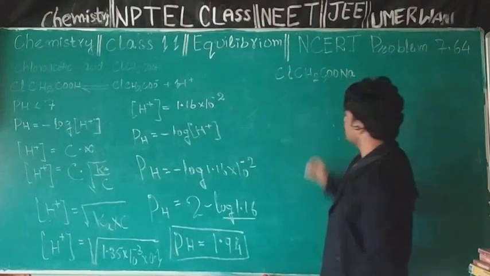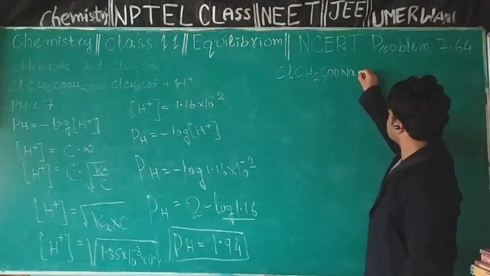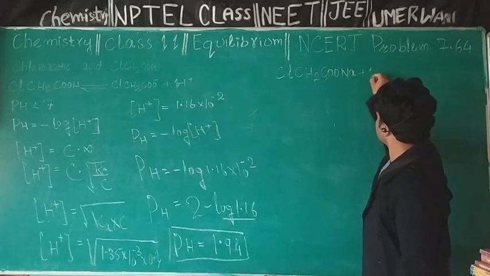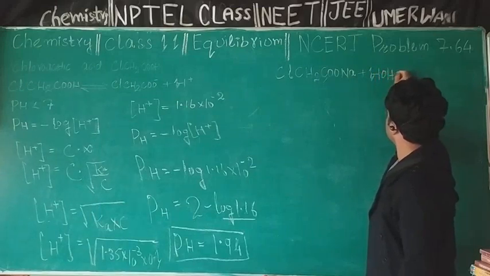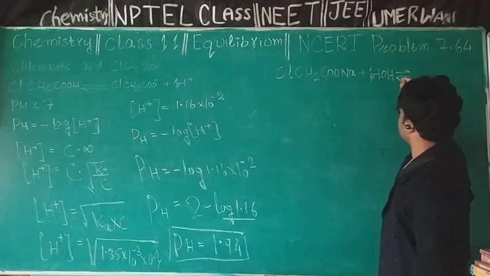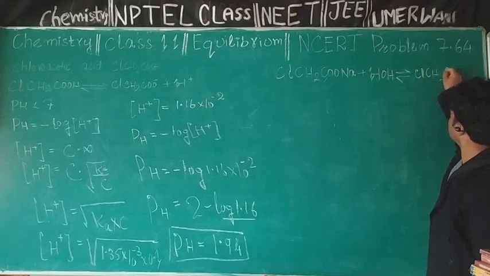ClCH2COONa is the chemical composition of the sodium salt of chloroacetic acid. In water, it undergoes hydrolysis, resulting in the formation of chloroacetic acid and NaOH.